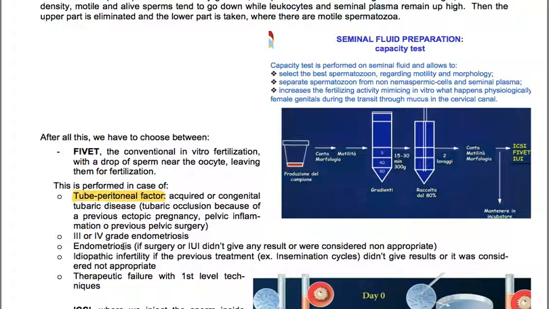Also in case of idiopathic infertility if the previous treatment, excluding insemination cycles, didn't give results or was considered not appropriate, or therapeutic failure with first level techniques.